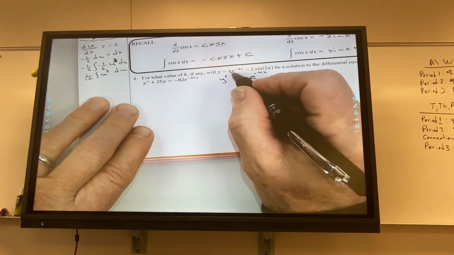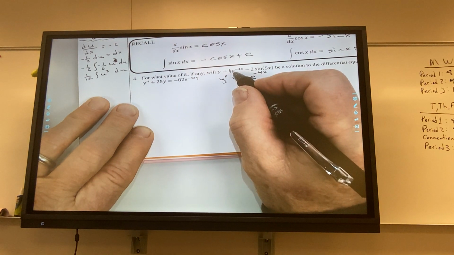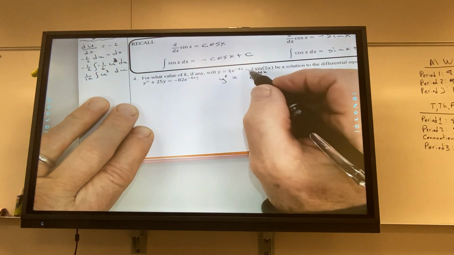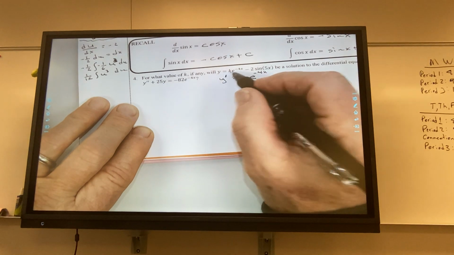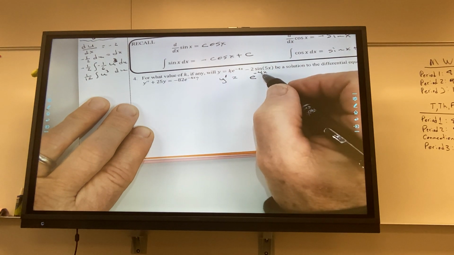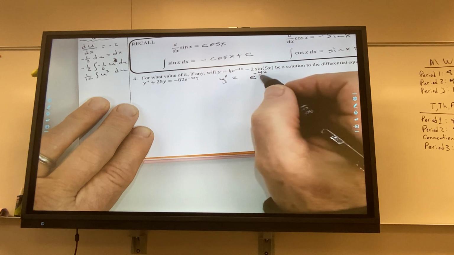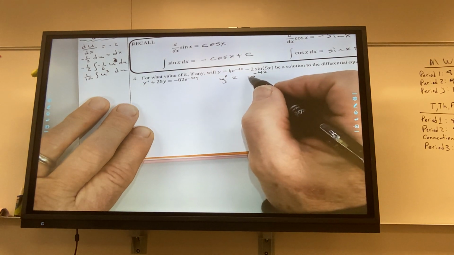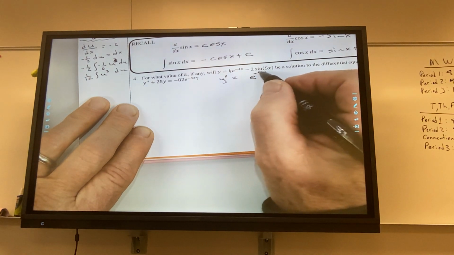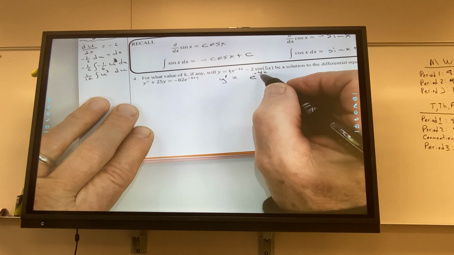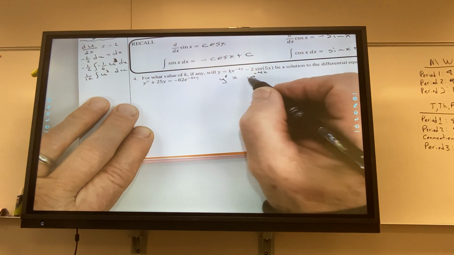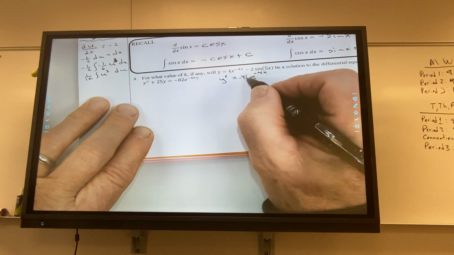By the way, this k is a constant, right? Everybody understand that? If it's not x or y, it's a constant. So you gotta take one, but you gotta do the chain rule, correct? So that'll give you what? What's the derivative of negative 4x? Negative 4. So do you see where I get negative 4k?